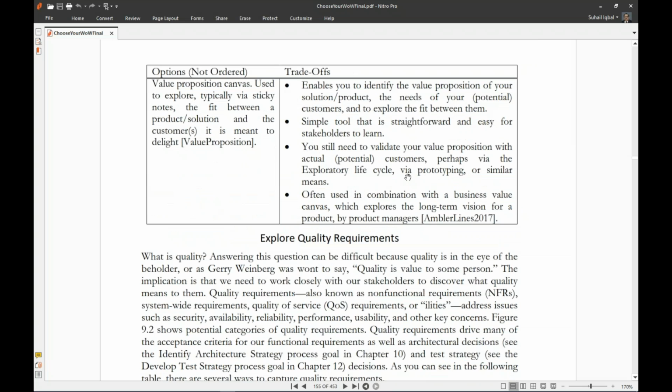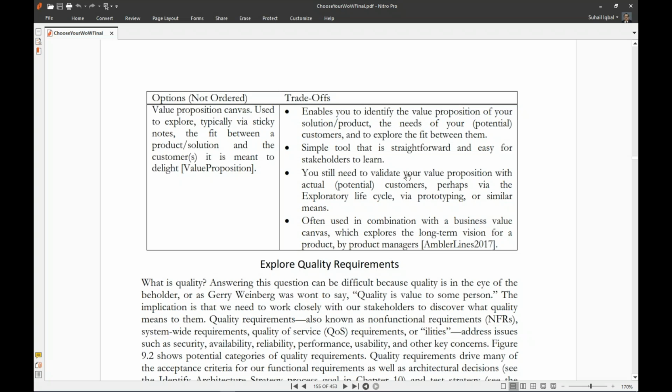Okay, then we have got the last one here, value proposition canvas, used to explore typically via sticky notes the fit between a product solution and the customer it is meant to deliver value to. It enables you to identify the value proposition of your solution product, the needs of your potential customer, and to explore the fit between them.